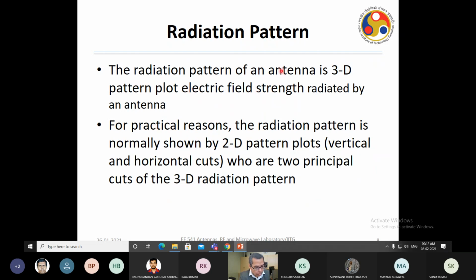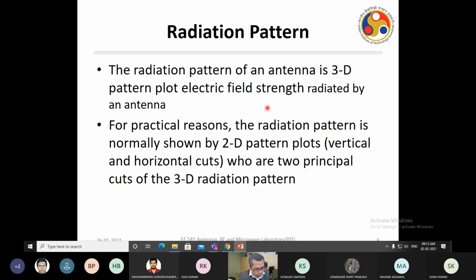But this is basically a 3D pattern plot. You assume that the antenna is enclosed by a giant sphere in the far field of the antenna, and you try to find the field strength at every point of the sphere. So r is fixed because you are considering a sphere, but theta and phi will be changing in the spherical coordinate system. For every value of theta and phi, you find the electric field on the sphere of radius r, which is in the far field, and you plot it. That's actually the radiation pattern of the antenna. Then you'll come to know how the antenna is radiating fields.